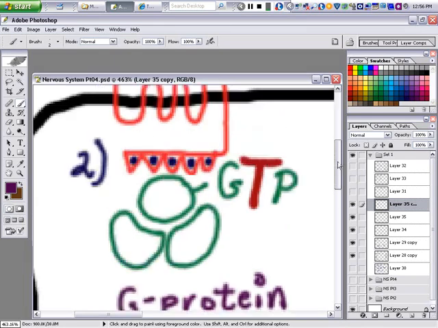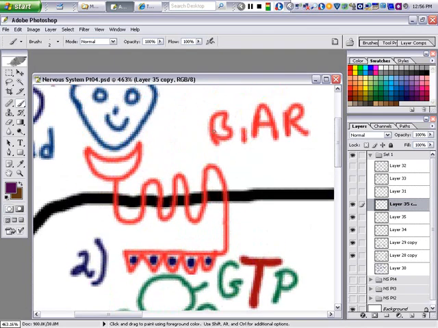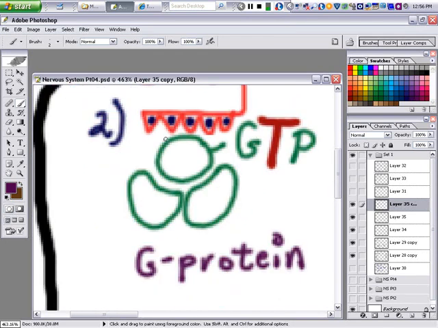Let me ask you something. The beta-1 adrenergic receptor, is it a stimulatory receptor or an inhibitory receptor? Stimulatory receptor. So this protein is called a G-stimulatory protein, because it goes with a stimulatory receptor. Make sense? So it has three subunits.